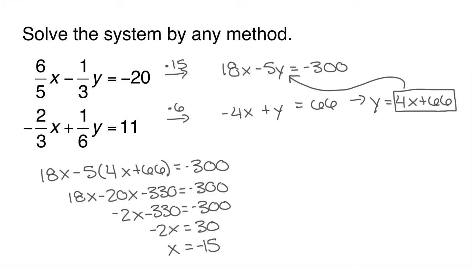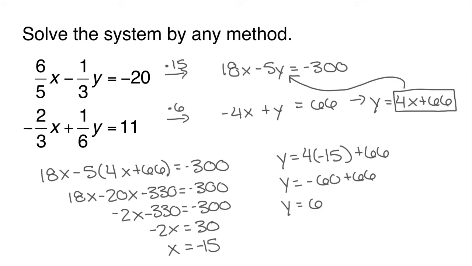Now that we've found x equals negative 15, we can substitute negative 15 for x into our equation for y to solve for y. We have y equals 4 times negative 15 plus 66. 4 times negative 15 is equal to negative 60, so we have y equals negative 60 plus 66. And adding, we have y equals 6.